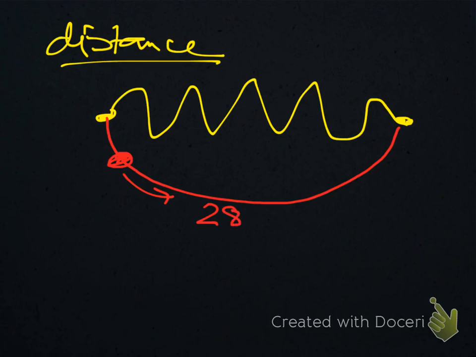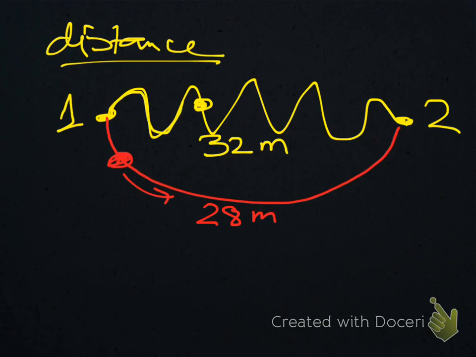is say 28 meters. The yellow particle goes from the same initial point 1 to the final point 2, but through this yellow path, and say this is 32 meters. Then the distance covered by the yellow particle is obviously greater than the distance covered by the red particle.